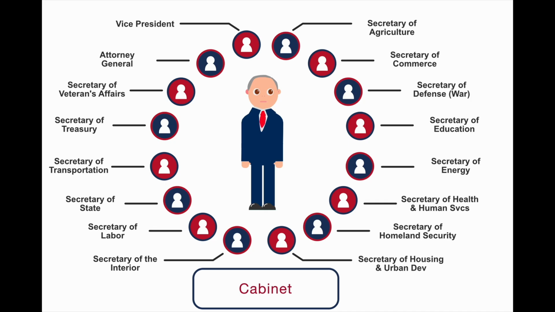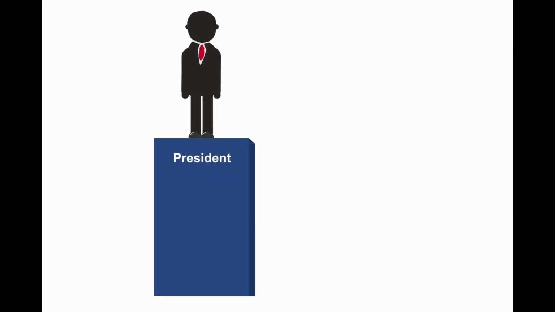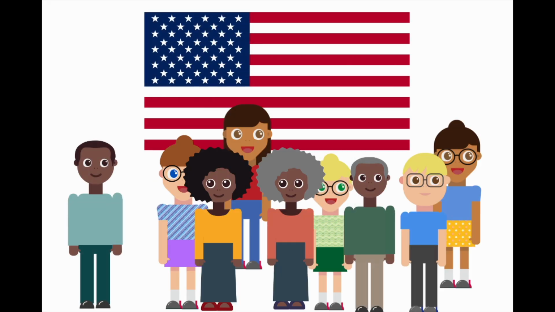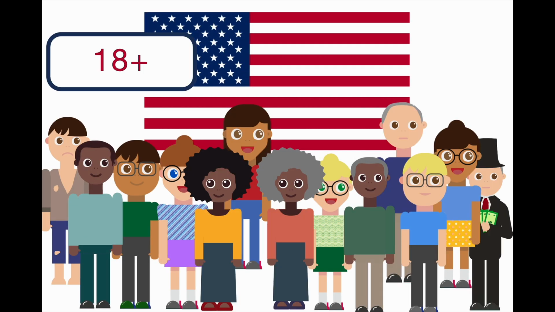Some of the cabinet-level positions include the Vice President, the Secretary of Education, the Secretary of Transportation, and the Secretary of State. If the President can no longer serve, the Vice President becomes President. Citizens who are 18 years old and older can vote for president.